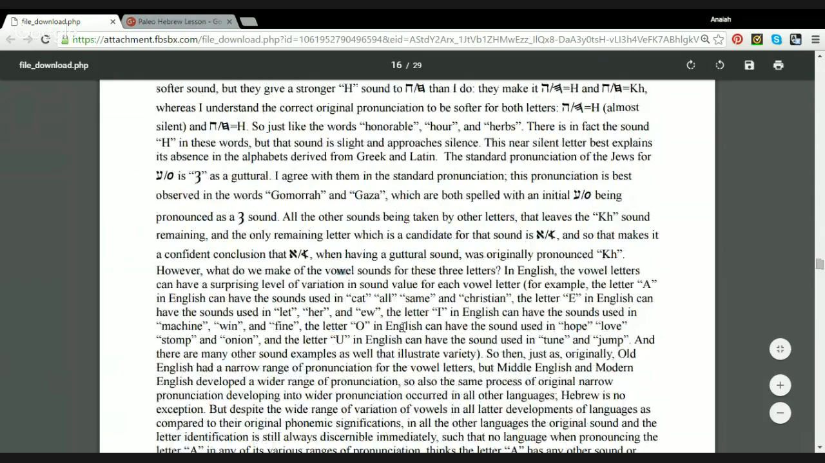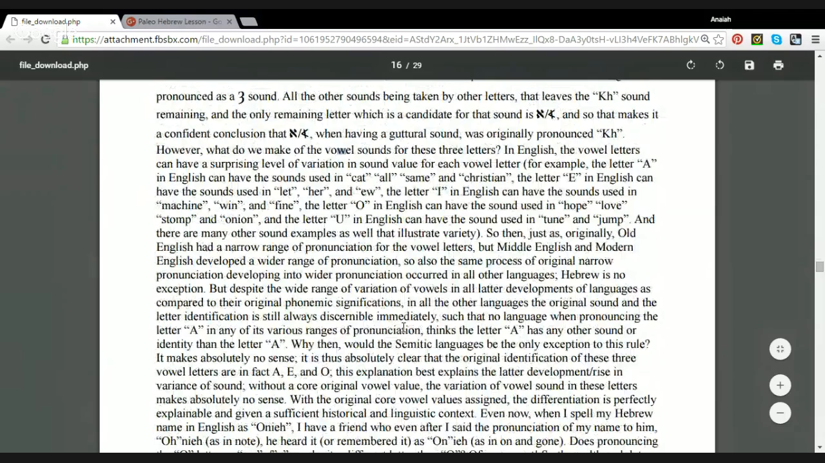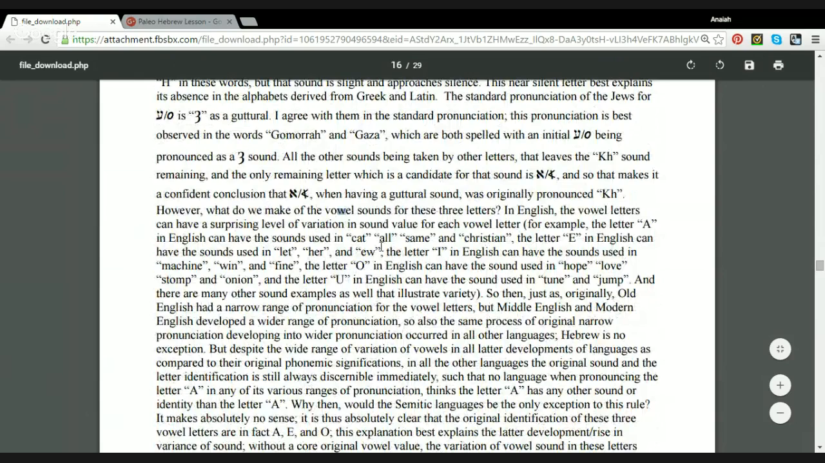And then I give some example in a little bit too of why that is. So now look, I say, however, what do we make of the vowel sounds for these three letters? In English, the vowel letters can have a surprising level of variation in sound value for each vowel letter. So I give examples. Example, the letter A in English can have the sounds of cat, all, same, Christian.